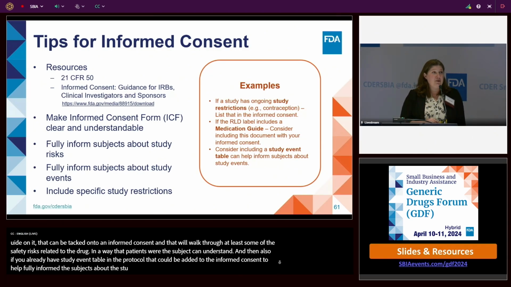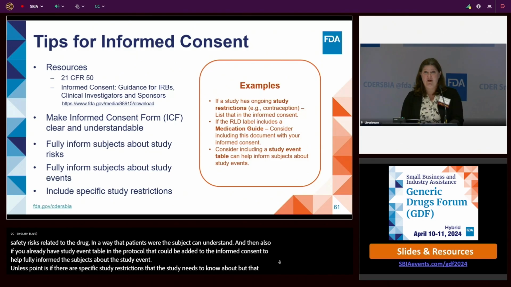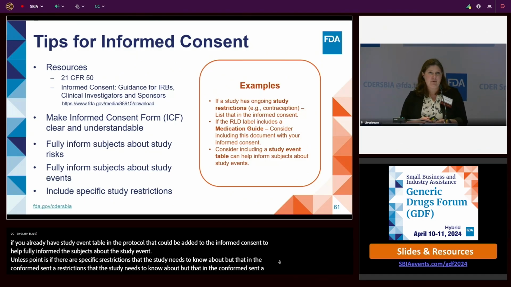My last point here is, if there are specific study restrictions that the subjects need to know about, put that in the informed consent. That way they have been clearly informed of them, and we know they've been clearly informed of them. The most common one would be contraception. If they're required to use contraception during the study and for 4 months afterwards, make sure that's clearly spelled out in the informed consent so that it is highlighted for the subjects and they know about that.